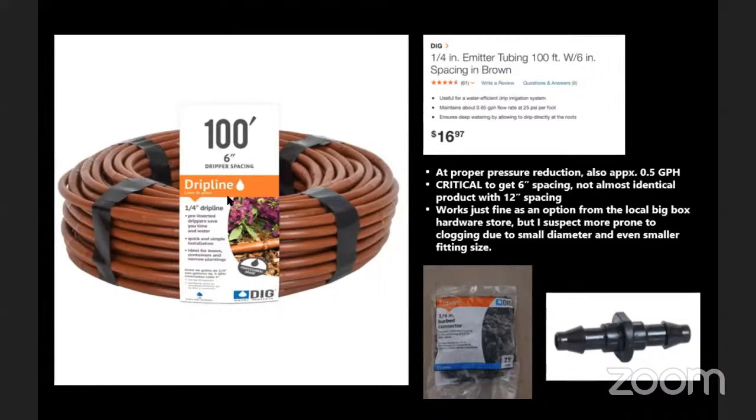And if you are using this with the 1/4 drip line, just know that the pressure for this needs to be even lower. It's down at 25 PSI, but where you buy this, they will sell the same brand pressure reducer that will be compatible with this.